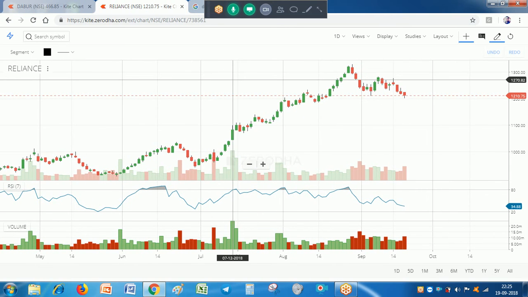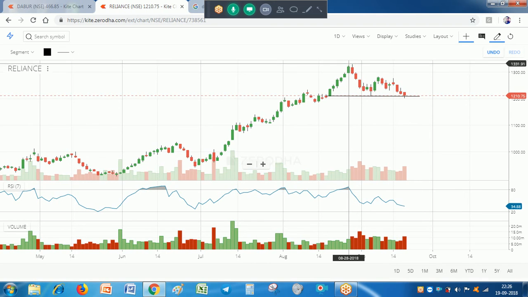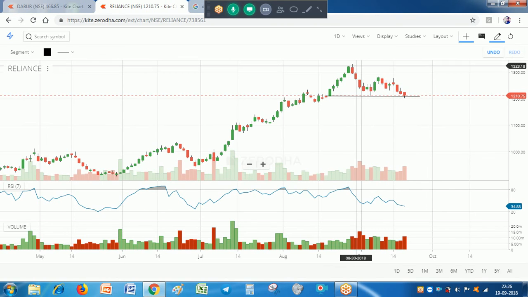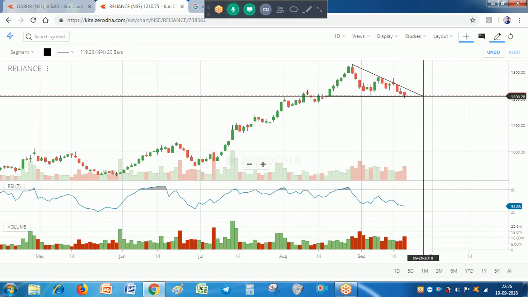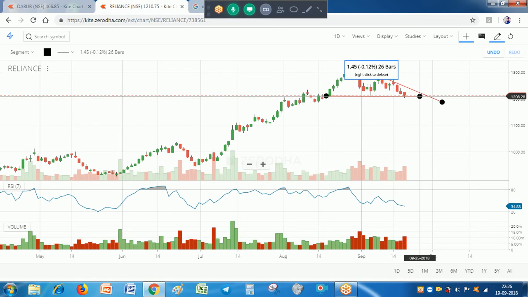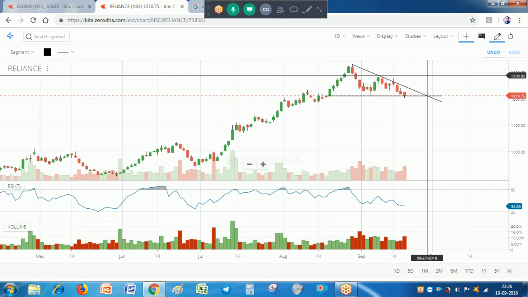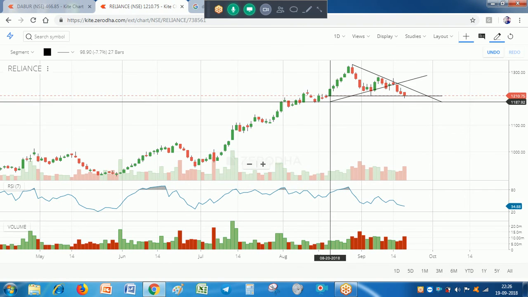So friends, you just keep a watch on this stock. See, it has made almost equal low levels. It is latest, friends. It is latest, and there is a descending triangle formation. You could see here. So now keep a watch on this stock. So far it is at this level, forming a descending triangle. It is latest.